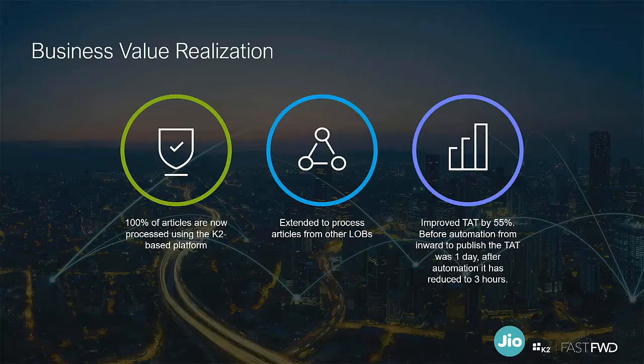So what was the business value realization for RGO? We have achieved 100% of articles are now processed using the K2-based platform. The platform has been extended to process articles from other LOBs. So it has helped us to improve TAT by 55%. Before automation, from inward to publish the TAT was 1 day. After automation, it has been reduced to 3 hours.